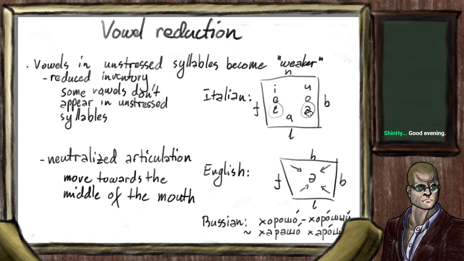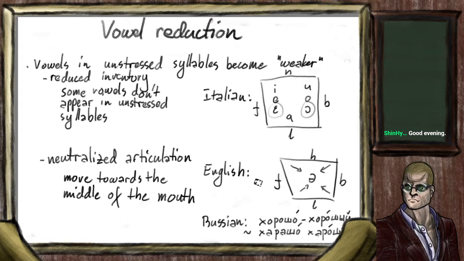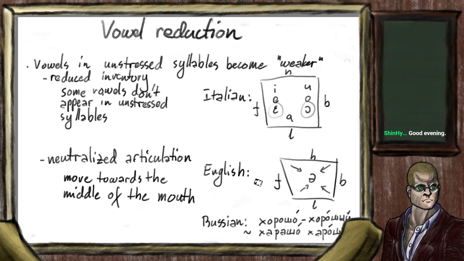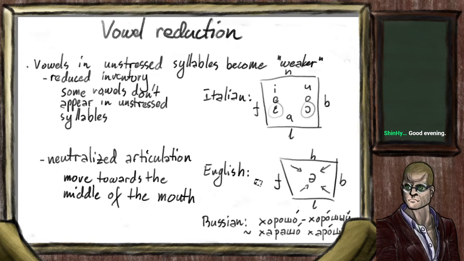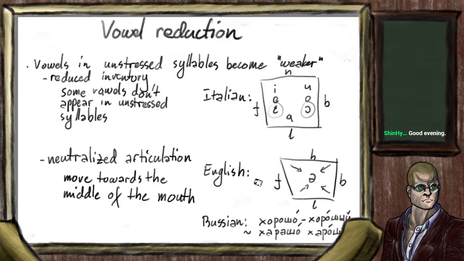And as I already mentioned, skipping ahead a little bit, the kind of vowel reduction that happens in English is neutralized articulation, where the place where the vowel is pronounced moves towards the middle of the mouth. Actually, now I can't think of any examples where the original vowel hasn't disappeared entirely. But this also happens in Russian in a slightly different way.